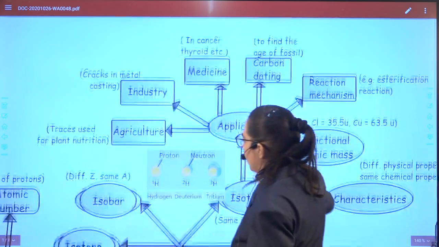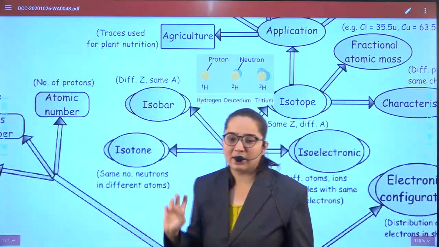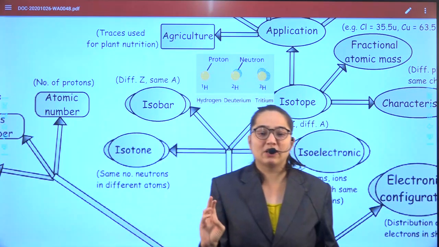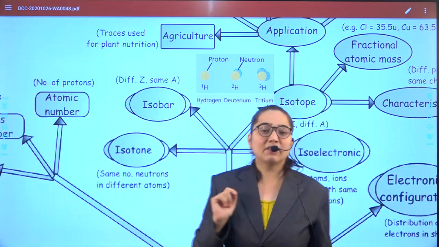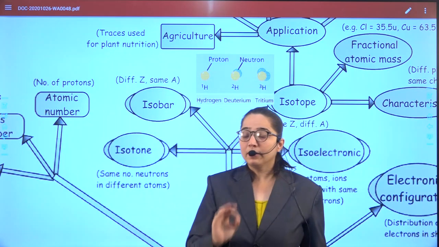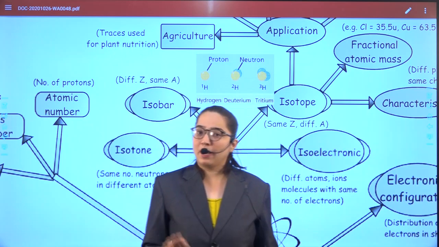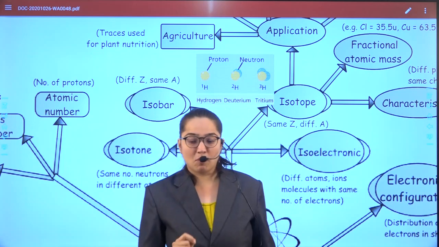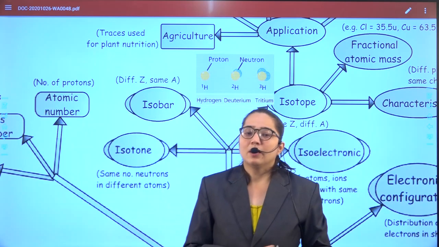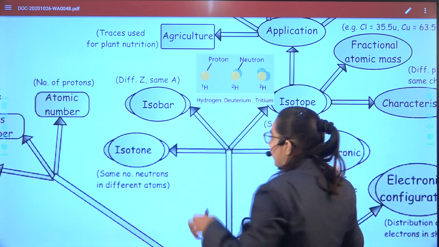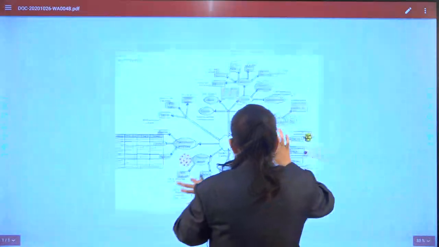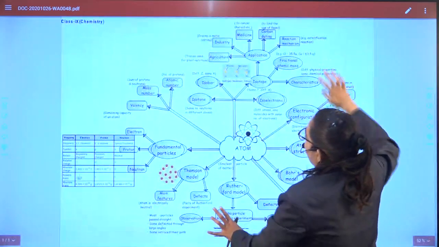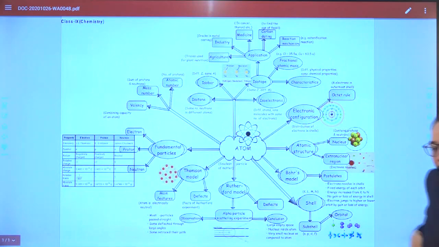The last two contents remaining here are isobars and isotones. Isobars have different atomic numbers but the same atomic mass, as we discussed with calcium and argon. Isotones are the ones that have the same number of neutrons. Atomic number and atomic mass are both different, yet the number of neutrons is the same in both. So this is about the complete entire lesson number 4. Have a look at it.